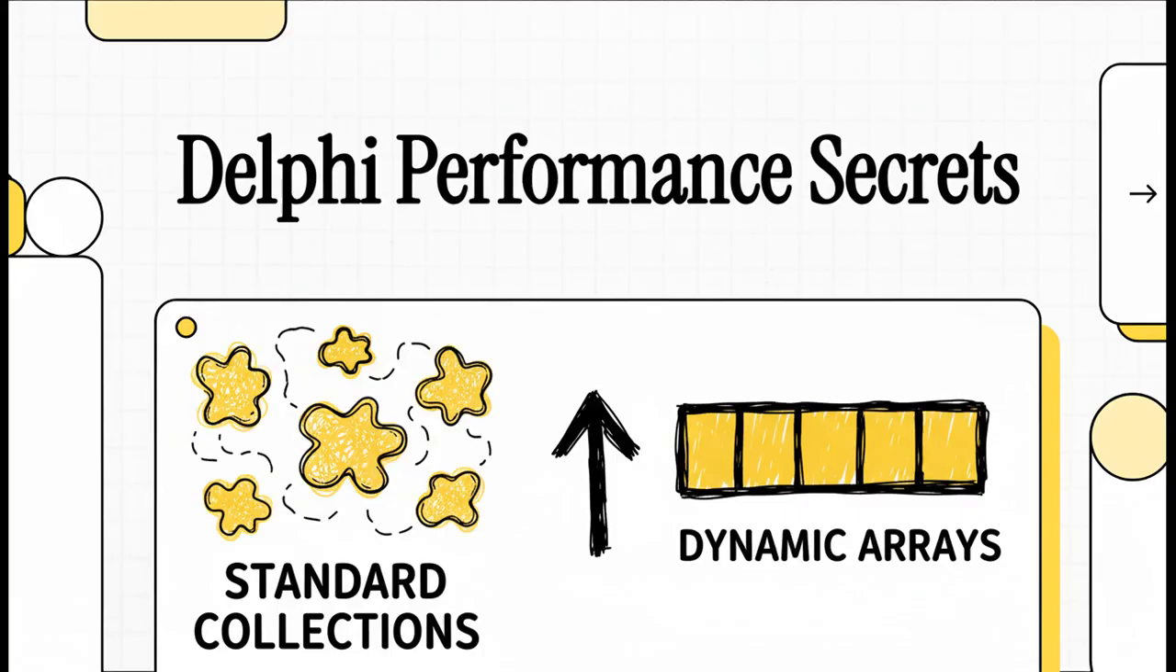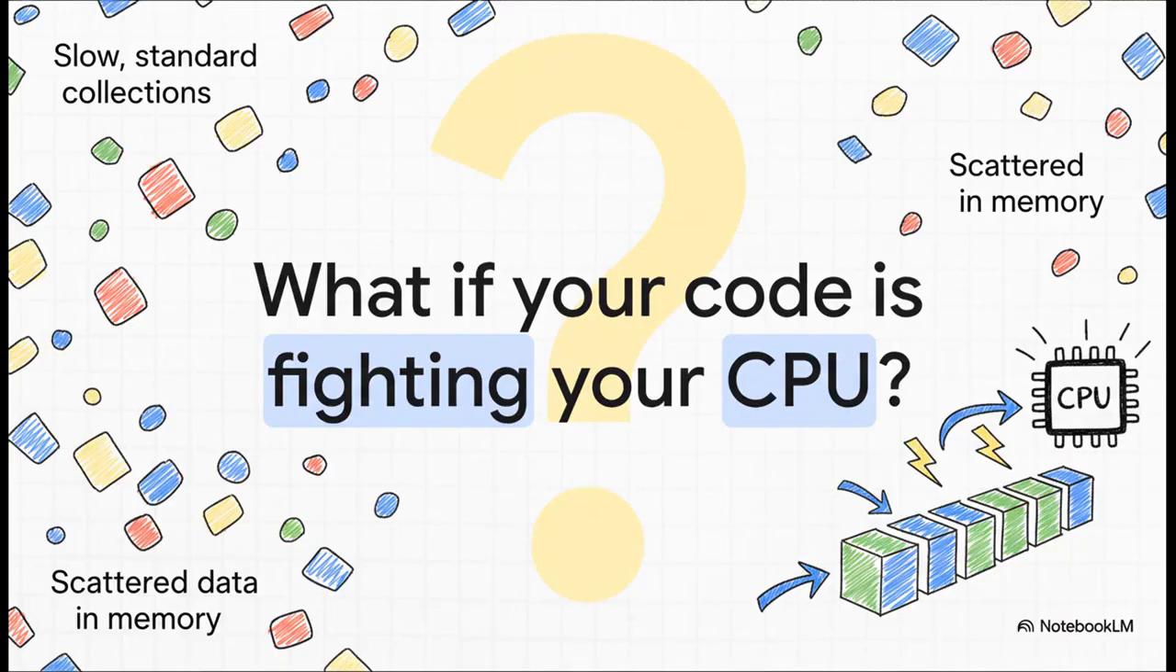Let's dive right in. So let me just ask you this. What if the way you've been writing code, the standard patterns you use every day, are actually making your CPU's job a lot harder than it has to be? I mean, what if your code is literally fighting the hardware it's supposed to be running on? That's the kind of hidden bottleneck we're going to drag into the light today.